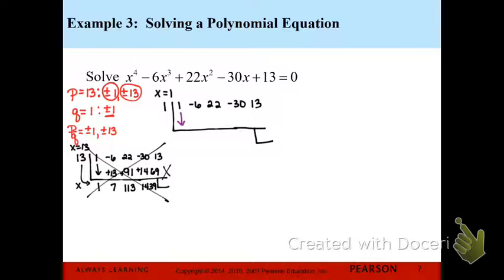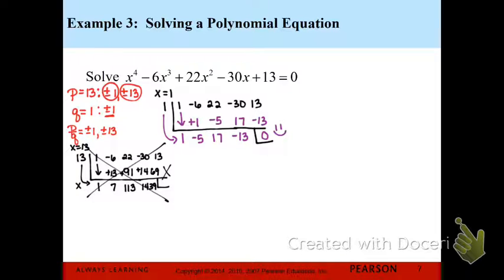All right, so bring down that first number. Remember, multiply everything that goes on the bottom by that 1 on the outside. 1 times 1 is? 1. Positive 1. Combine them. Negative 5, times that 1. Combine them. Okay, times that positive 1. Combine them. Times 1. Combine them. So we're happy, right? All right.